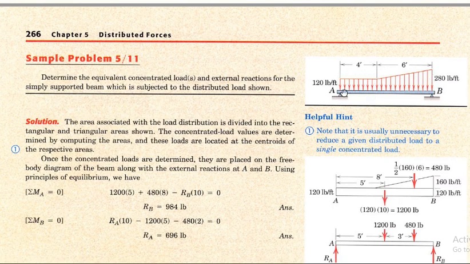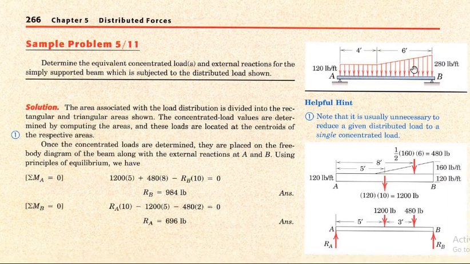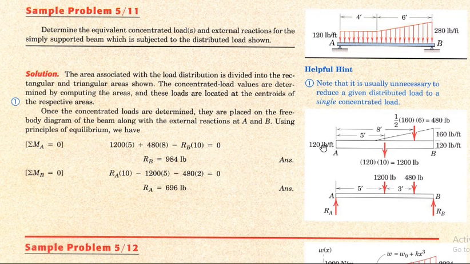For 4 feet the load is constant, and for 6 feet of distance the load is varying continuously, and the total length will be equal to 4 plus 6, which is 10. So we will solve the numerical. For 120 the load is constant over the 10 feet length, so total load will be equal to 120 multiplied by the total length of 10 feet, which is 1200 pound, and its action will be at total distance 10 divided by 2, which is 5.